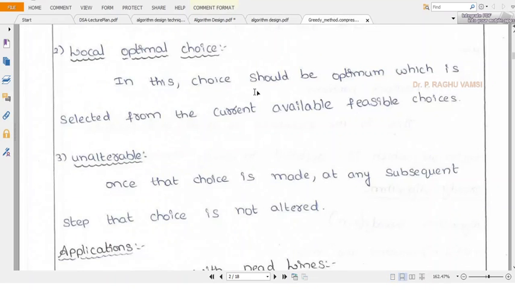So here: local condition, local optimal choice. In this, the choice should be optimum, which is selected from the currently available feasible choices.